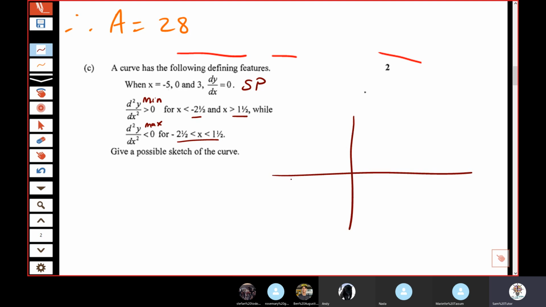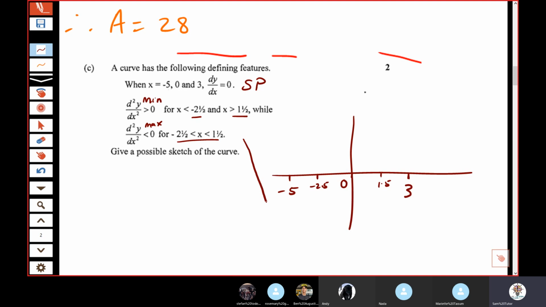Let's see. X is negative 5, 0, and 3. It's a stationary point. Fair enough. It's a minimum for x less than negative 2.5, and for x greater than 1.5 it's a minimum. And anything between, it's a maximum. Yeah, I got it.